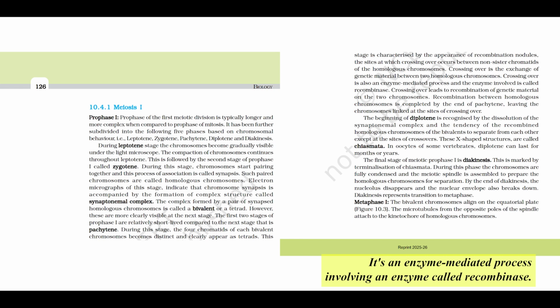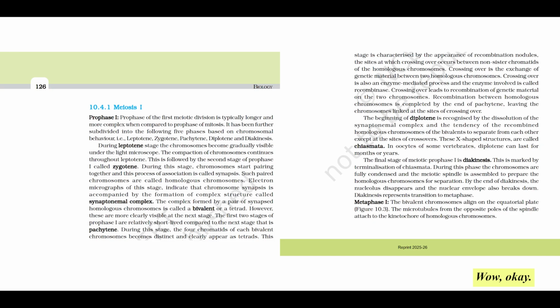Exactly. It's an enzyme-mediated process involving an enzyme called recombinase. This crossing over leads to genetic recombination, shuffling the genetic deck, creating new combinations of alleles. This is a massive source of genetic variation. It's usually completed by the end of pachytene. Wow, okay. Shuffling the genes, that's huge.